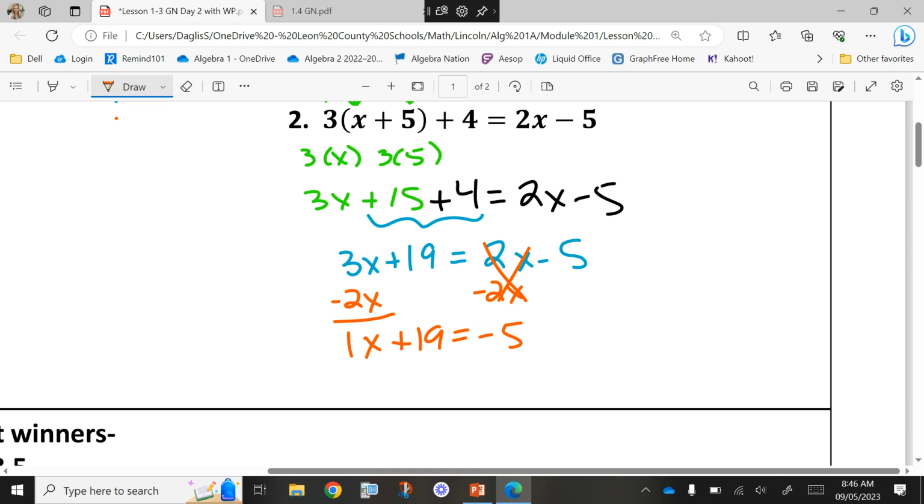Okay, so we moved 2x, so minus 5 is now a negative 5. What are we going to move? Well, the x has already been moved, and there's only one x left over, so that's going to stay there. We're going to move the 19. How am I going to move it? Yeah, minus 19. So we're left with x is now equal, what is negative 5 minus 19? Negative 24. There you go, negative 24.